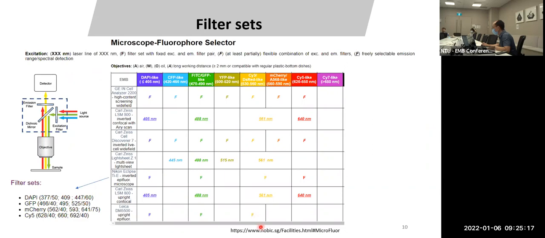So if you go to our website, the NOBIC website, there's a section called microscope fluorophore selector. And if you look at our microscopes that are available, let's say in NOBIC, we actually categorize the filters into filter sets with fixed excitation and emission pair. This means that all these three elements are fixed, right?